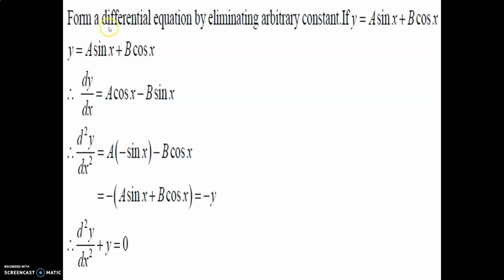Next example, form a differential equation by eliminating arbitrary constants if y is equal to capital A sin x plus capital B cos x. If capital A is there, it does not matter. Capital A and small a are both the same arbitrary constant. 2 arbitrary constants, so 2 times derivative we have to take. Yes, y is equal to a sin x plus b cos x. Taking derivative with respect to x on both sides, dy by dx is equal to, what is the derivative of sin x? Yes, it is cos x.